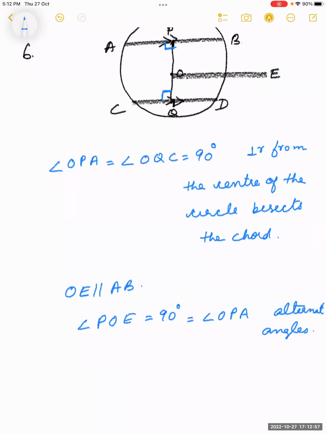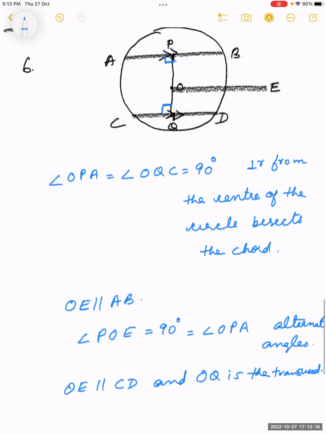Now next, to the bottom. I'm saying OE is parallel to CD. So when OE is parallel to CD, OQ is the transversal. Basically, PQ is the transversal. Here, above, I can write OP is the transversal.